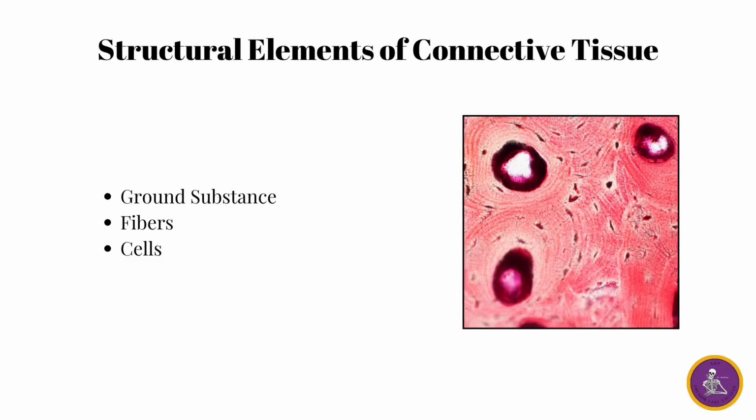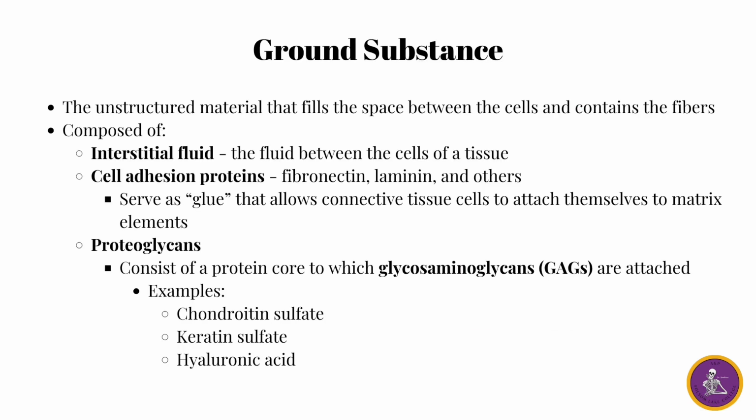All connective tissues, regardless of the type, share three main structural elements: ground substance, fibers, and cells. These components work together to form the extracellular matrix, which gives connective tissue its strength, elasticity, and resilience. Ground substance is the unstructured material that fills the space between cells and surrounds the fibers.